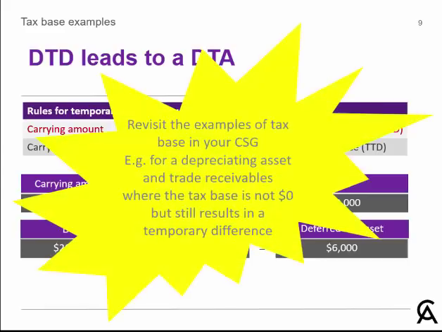Now, it's probably a good idea to revisit the examples of tax base in your CSG to look for some examples where the tax base is a value other than zero, as we've seen in these two examples today. So where you've got a depreciating asset or trade receivables, you'll find that the tax base is something other than zero, but you still have a temporary difference. So perhaps pop back to the CSG now.